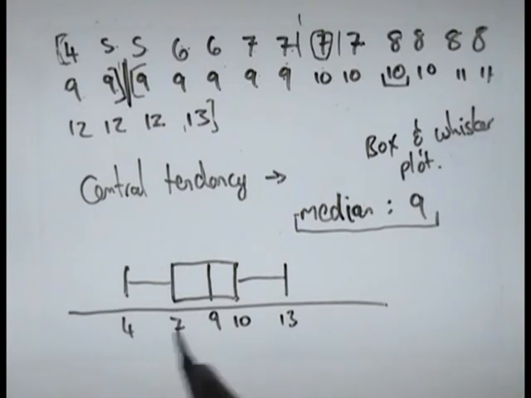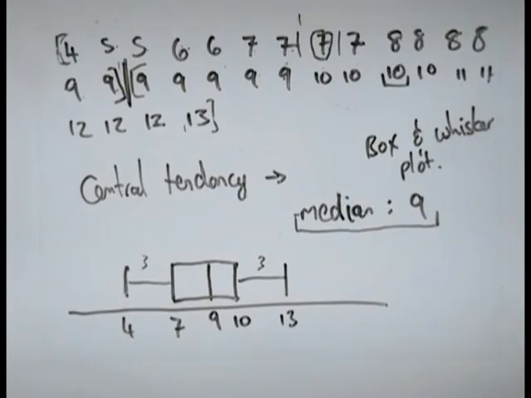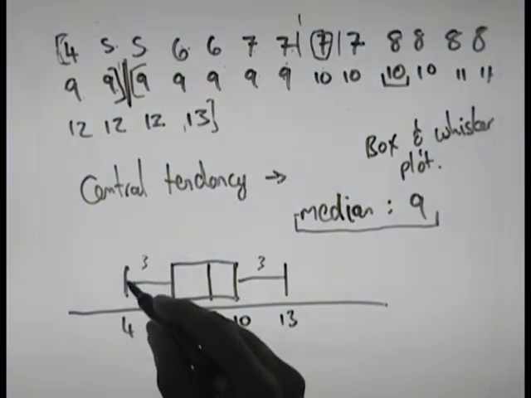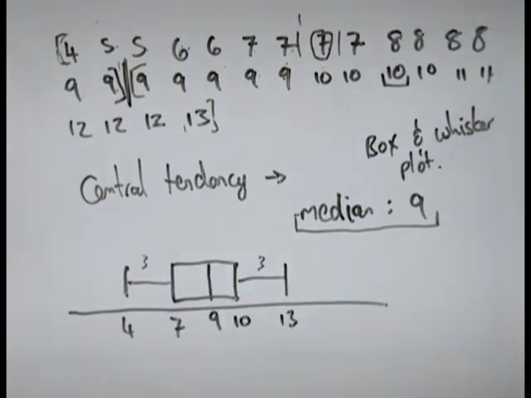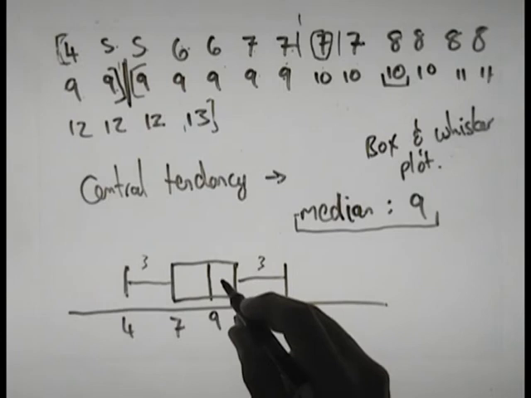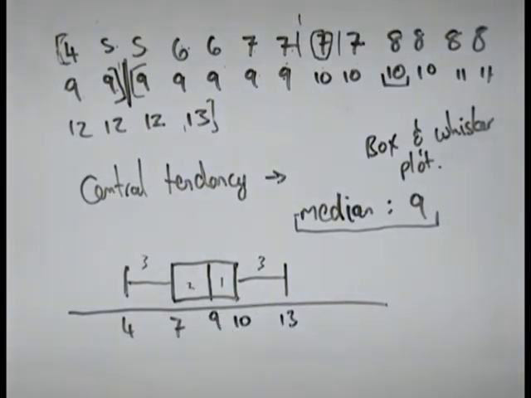Notice that my whiskers in this case, 4 to 7 is 3 units, 10 to 13 is also 3 units. My whiskers are very accurately drawn, which means that my interquartile range, quartile 2 and quartile 3, do fall exactly in the middle of the data. One slight problem though, notice that there's only 1 unit between 9 and 10 and 2 units between 7 and 9. That means that the median is slightly skewed to the right.